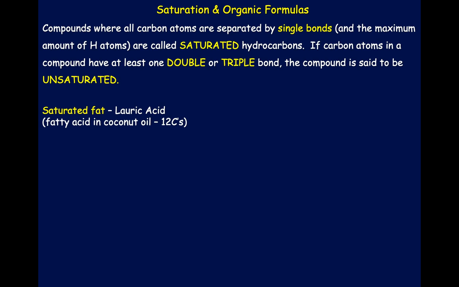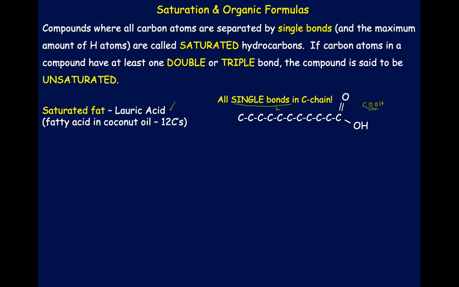A good example is saturated fat. Saturated fats and unsaturated fats are two types of things we heard about in food science. A saturated fat, one called lauric acid, is the main fatty acid in coconut oil. It has 12 carbons in a long chain, and it's got its COOH at the end, the fatty acid part. That's why it's called a fatty acid. What's important is really not the end of this chain, it's the chain itself. The chain has all single bonds. If you look, all of these carbons have single bonds in them, so that would be a saturated fat.